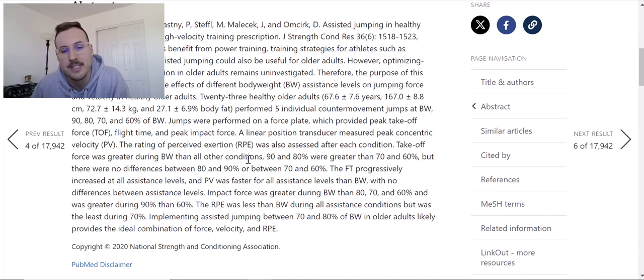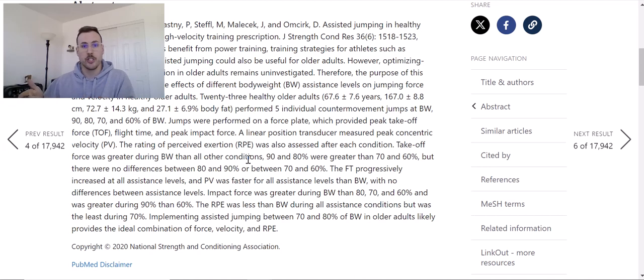Implementing assisted jumping between 70 and 80% of body weight in older adults likely provides the ideal combination of force, velocity, and RPE. So they're saying if you're going to train somebody, specifically an older adult, on their power, their ability to exert force with jumping, which is a great one. We talked about this. The ideal one is implementing assisted jumping, so some sort of jumping apparatus, maybe resistance bands, that allows you to still feel 70 to 80% of your body weight when you're jumping.